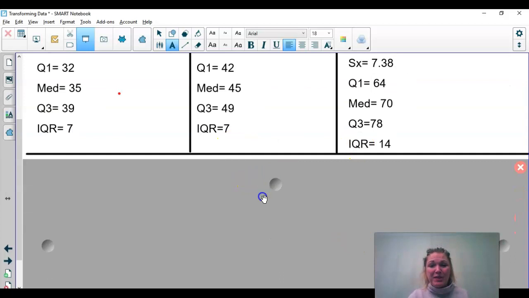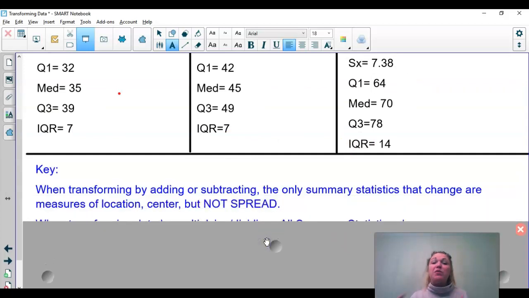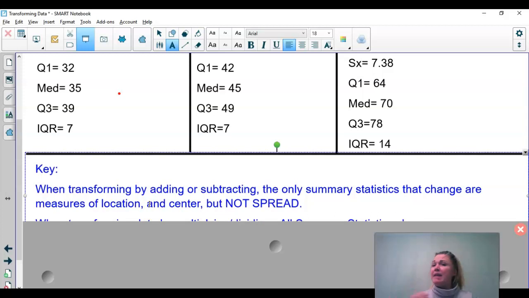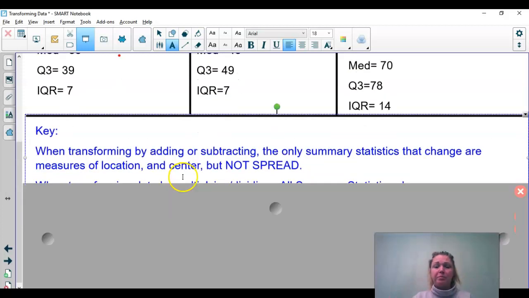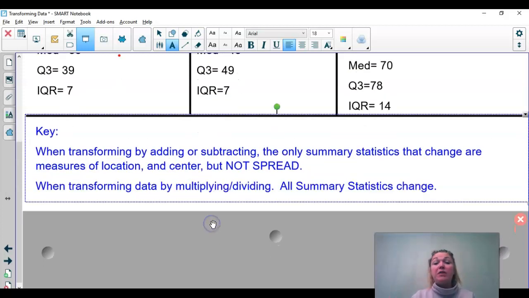What should we have learned? Let's write it down. When transforming by adding or subtracting, the only summary statistics that change are the measures of location and center, but not the spread. When transforming data by multiplying or dividing, all summary statistics change.